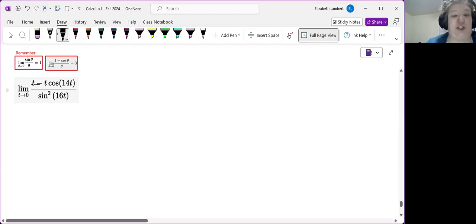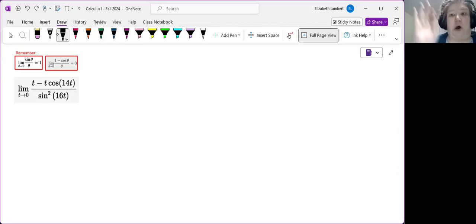Now that subtraction I have on top isn't quite so bad, because I can do the same ugly, and it works. Now this one I can't flip. I can't do theta over 1 minus cosine theta, because then it would be 1 over 0 and we'd have a problem. But like this, I can still use it.